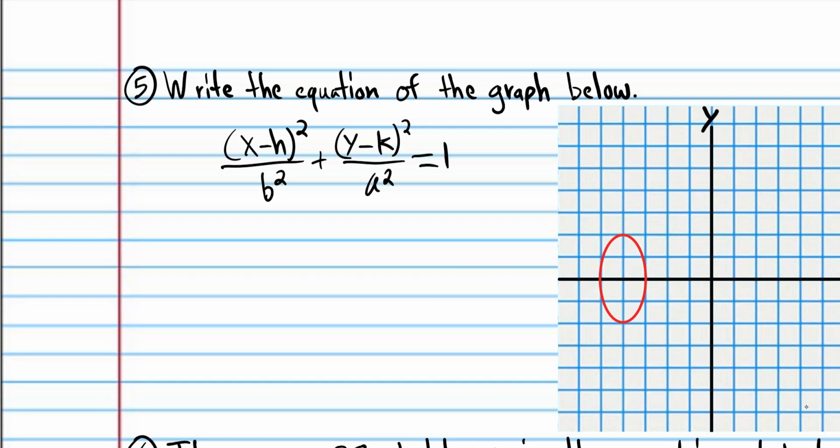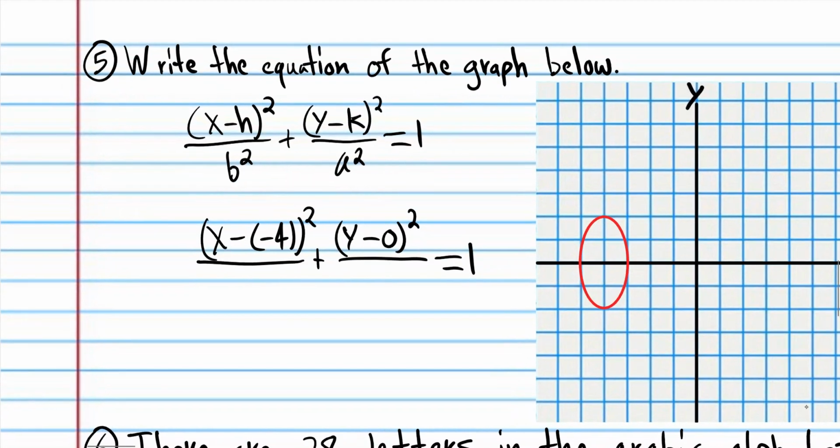So that's the standard form, and now we just need to plug in. So let's find H and K. So 1, 2, 3, 4. Looks like the center is -4, 0. So that's H and K. So -4 and 0. Those are the coordinates of the center of the ellipse.